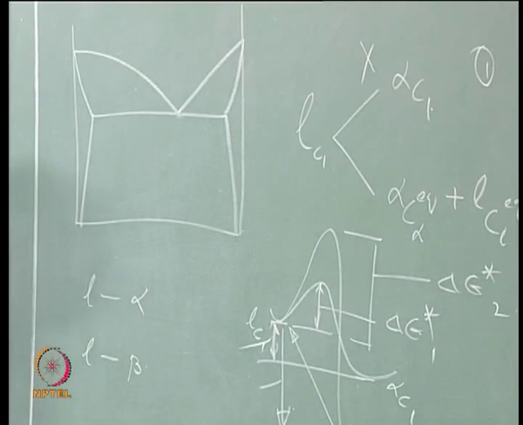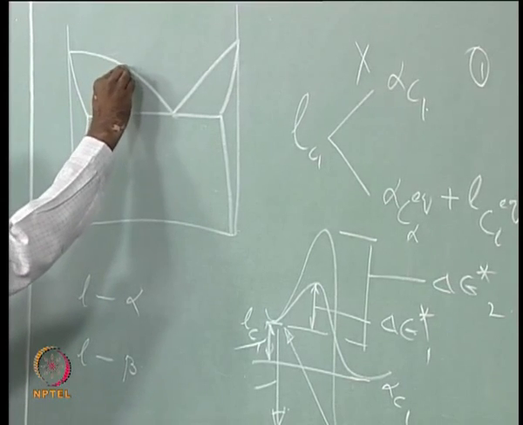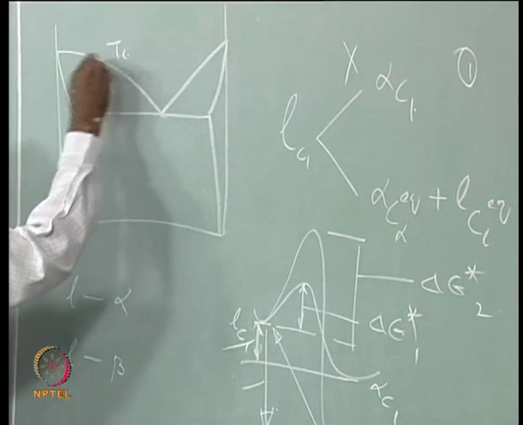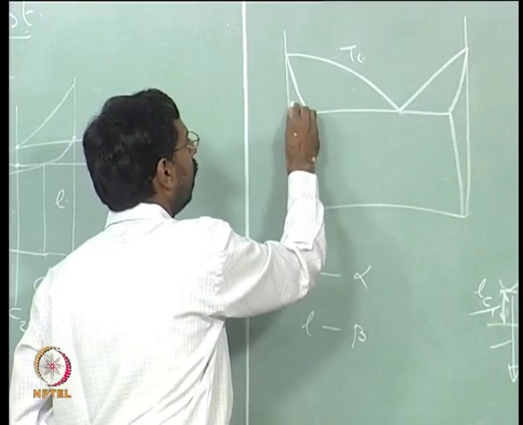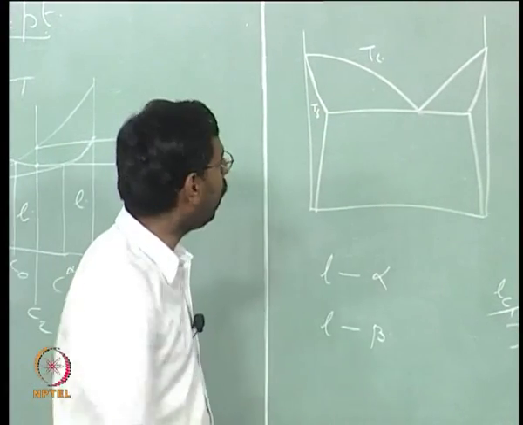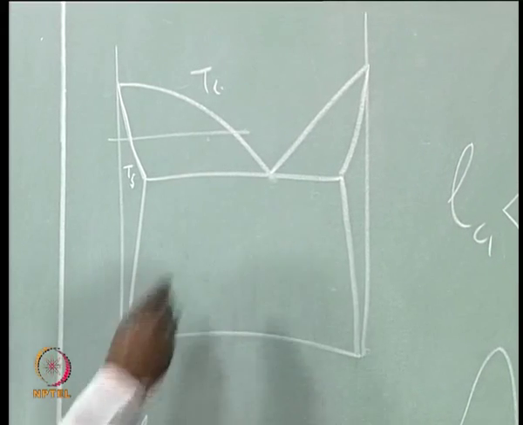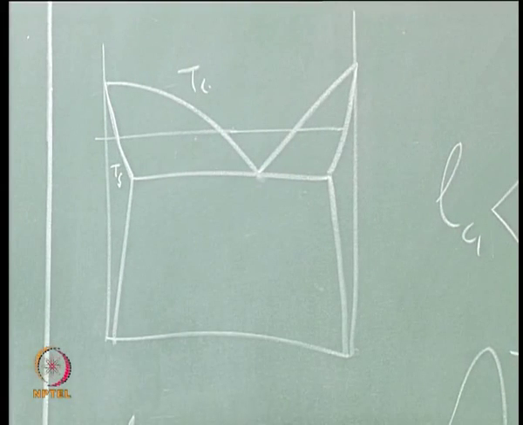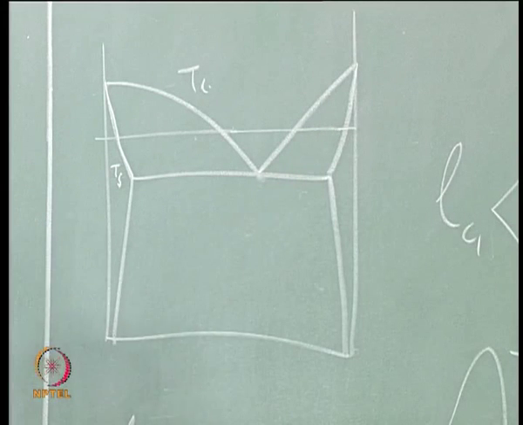So, what is the first one? The first one is, let us look at this curve and this curve. What is this curve? It is liquidus, TL. What is this curve? This one, solidus, TS. So, if I draw a line there, some temperature there, and then extrapolate that to that. Now, if I want to draw a free energy composition diagram at that temperature, how will it look like?